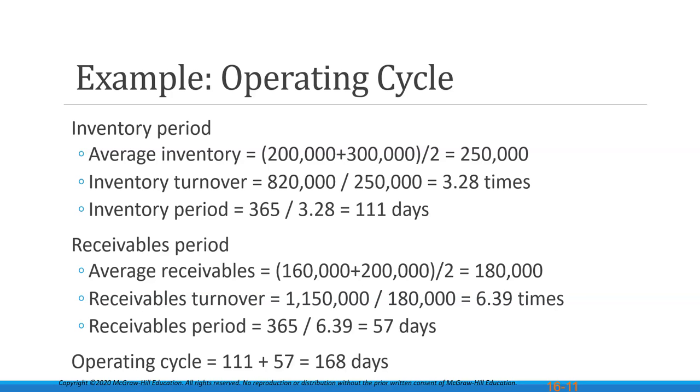On average, our inventory sits in a warehouse or a parking lot or on a shelf, depending what kind of business we are, until it is sold. And then our receivables turnover is 6.39. That means we turn over our receivables into cash 6.39 times a year. It takes on average 57 days for our clients to pay us cash after a credit sale. Therefore, with a 111-day inventory period and a 57-day receivables period, our operating cycle is 168 days.